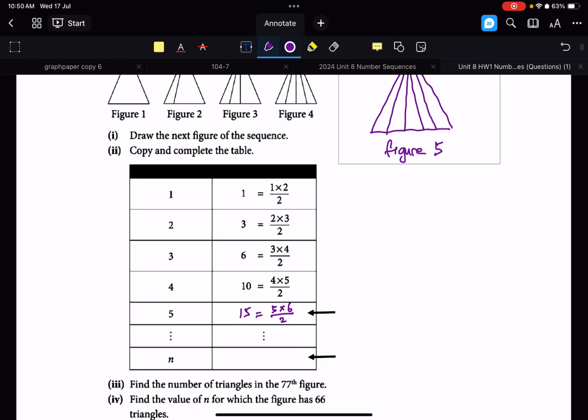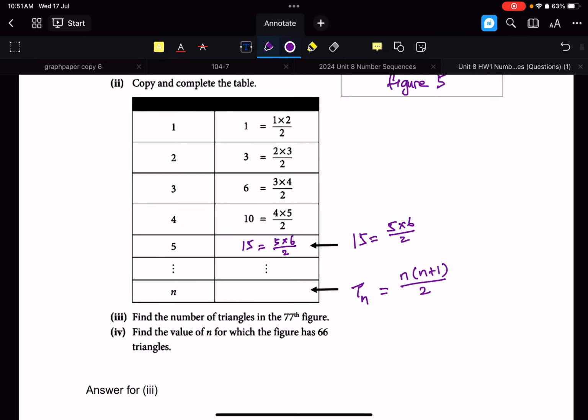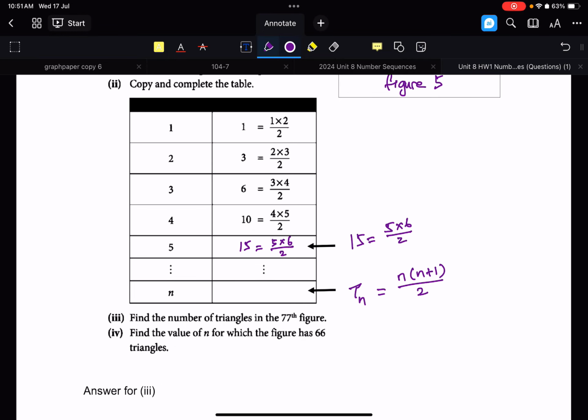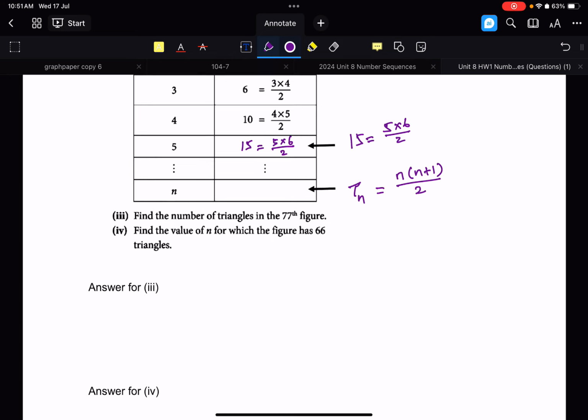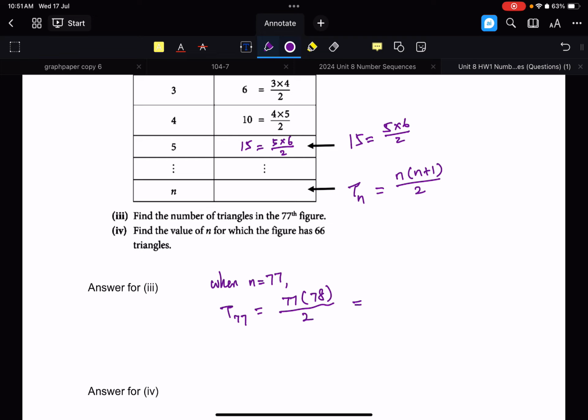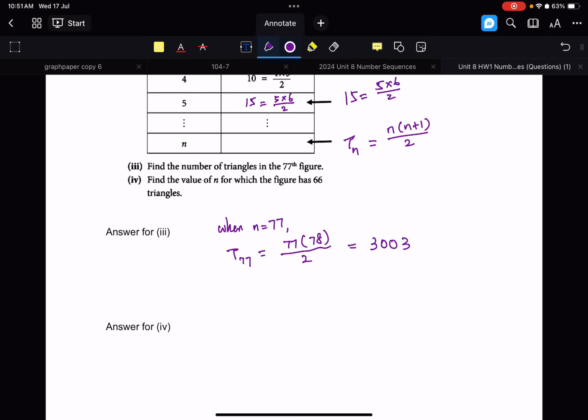If we want to figure out the nth term, I can write it outside so it's larger. 15 is 5 times 6 over 2. So the pattern is n times (n plus 1) over 2. That's the pattern, so this is Tn. From here we can find the number of triangles in the 77th figure. When n equals 77, T77 equals 77 times 78 over 2. So 77 times 78 divided by 2 is 3003.